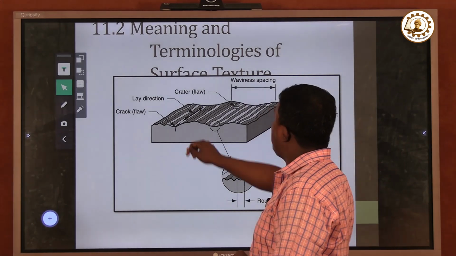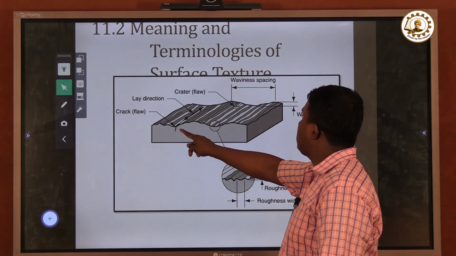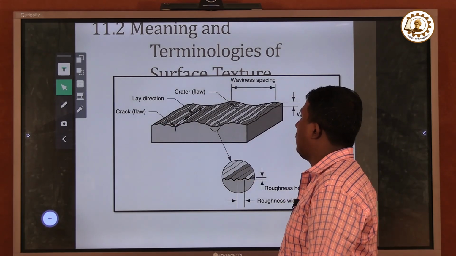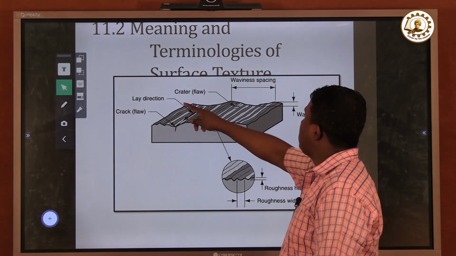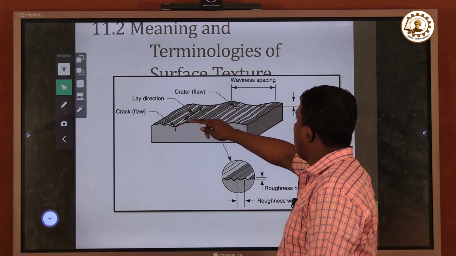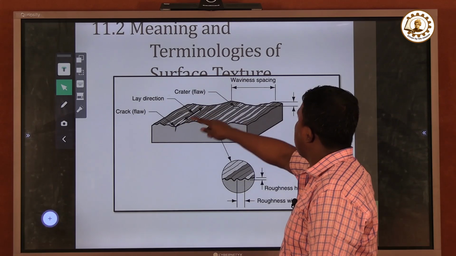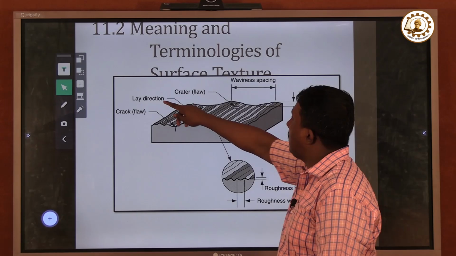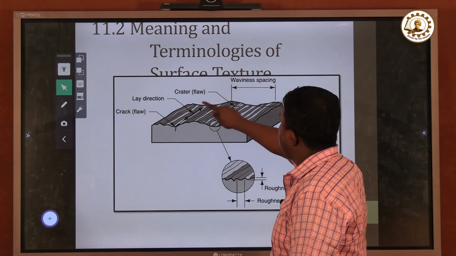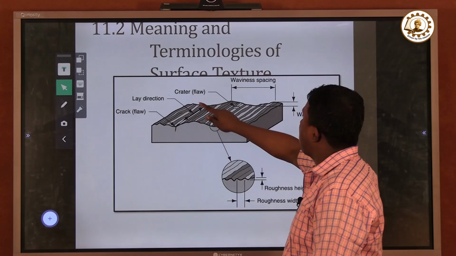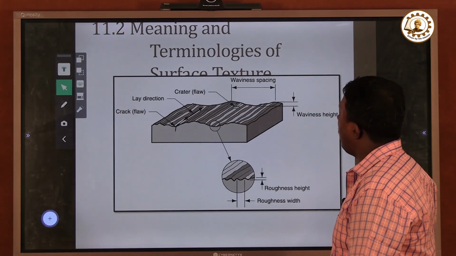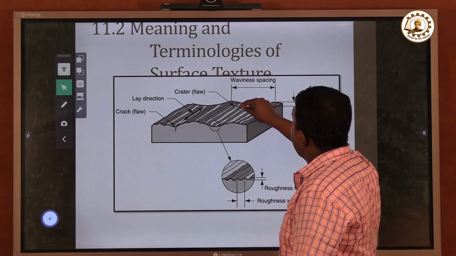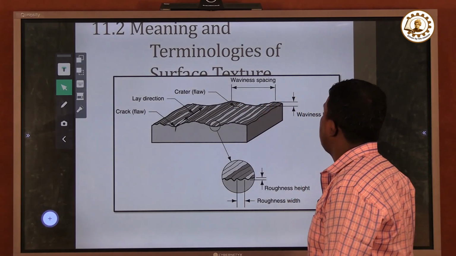You can see in this image, this part is the crack, or we can say flaw, and this is the direction of the roughness. You can see the direction is in this way, which means the machining is done in this direction. So that is the pattern, the direction you are getting. The crack, the flaw, the chatter are any type of unwanted holes you are seeing on that particular surface.